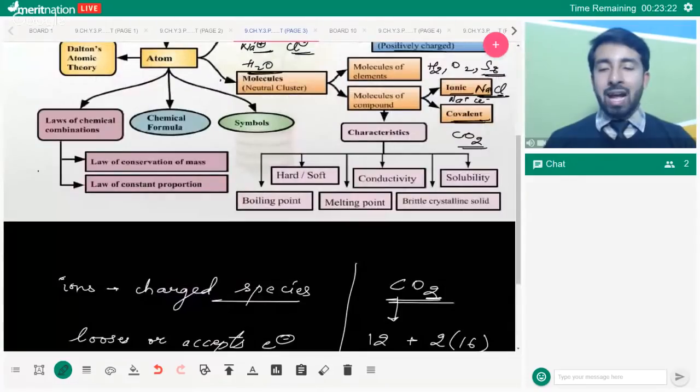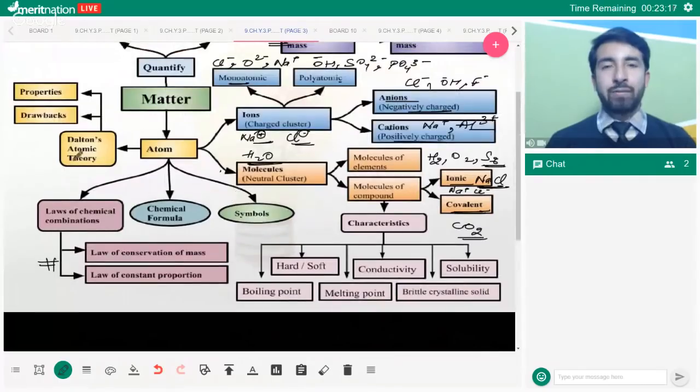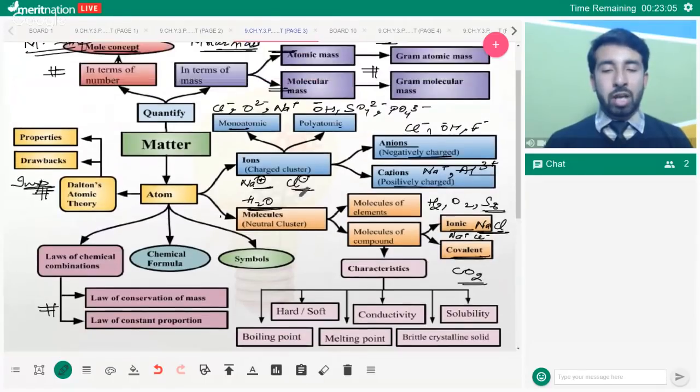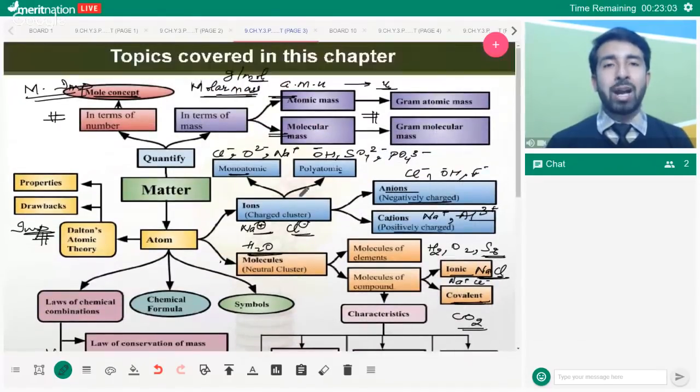Also, you can be asked to write down the law of conservation of mass or the law of constant proportion, giving examples, and one of the most important parts, which is Dalton's atomic theory. You can be asked to state the postulates of Dalton's atomic theory along with its drawbacks. So that was about your whole chapter, and I hope you all know how to write the formulas of various compounds by crossing the valencies. I hope you all know that.